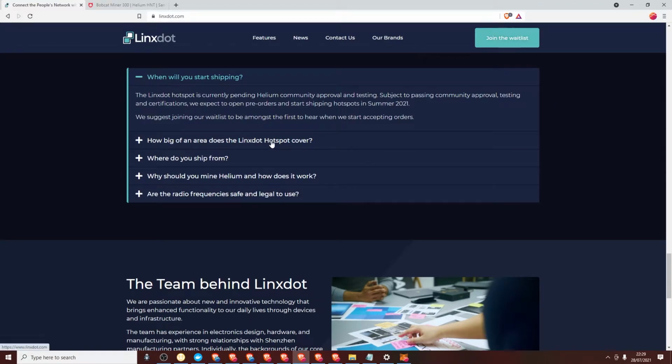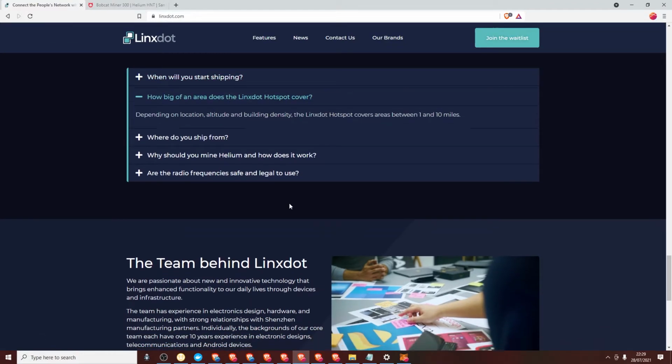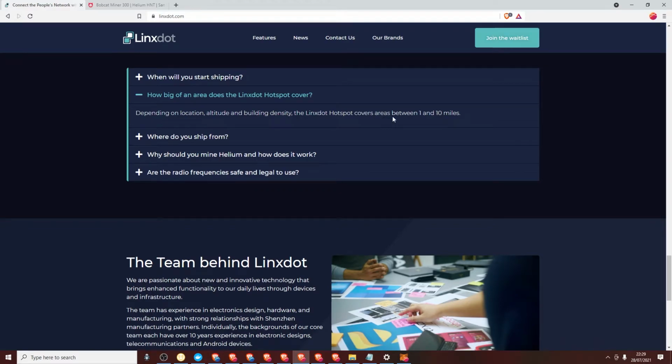How big of an area does the Linxdot hotspot cover? That's pretty important. Again, like a lot of the other hotspots, between 1 and 10 miles. It all depends on where you live and what your surroundings are like.